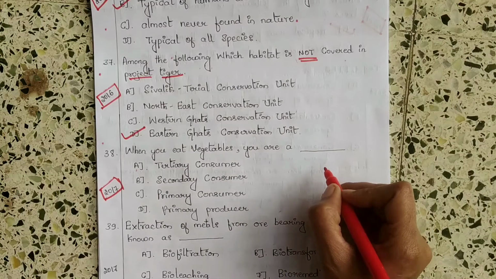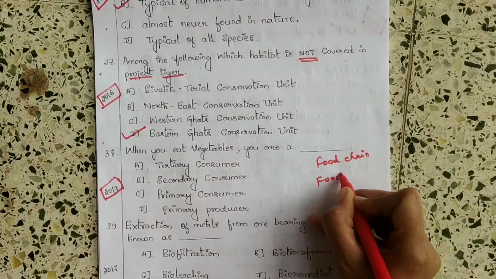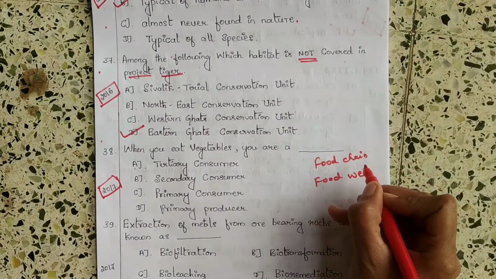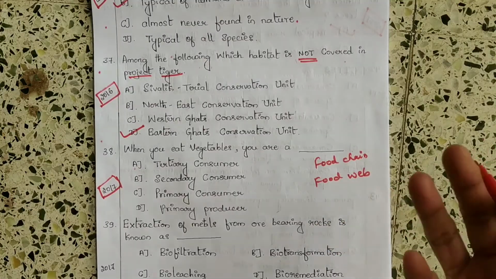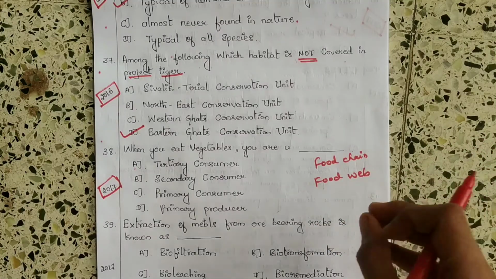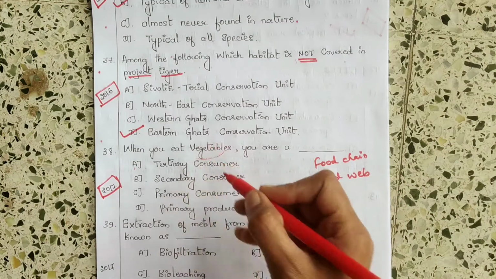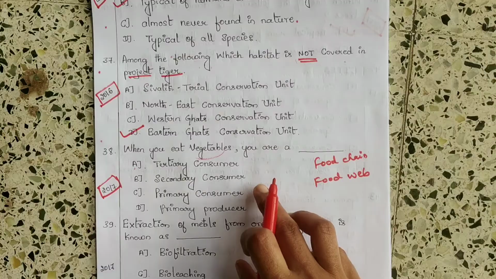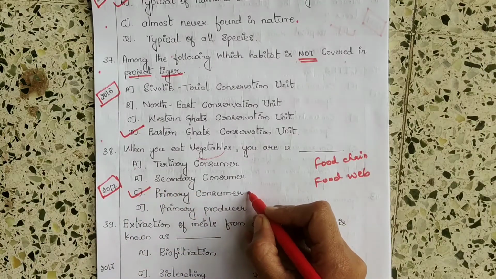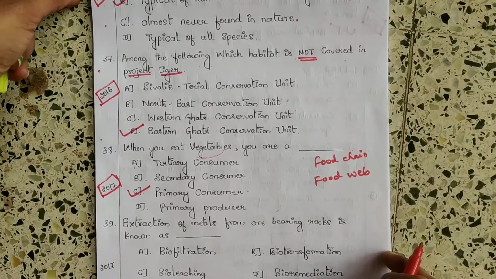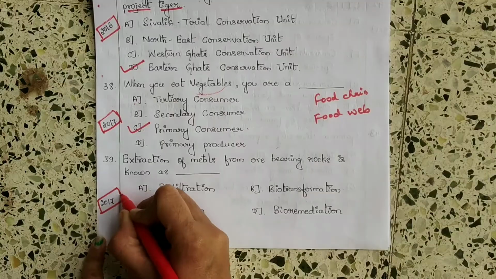I guess you have all studied about the food chain and food web, right? There you have producers, consumers: tertiary consumers, primary consumers, secondary consumers. This question is based on that. They are asking, when you eat vegetables, what will you become? Option C is the correct answer: you will become the primary consumer. Okay, let us move on to the next question, which was asked in the year 2017.